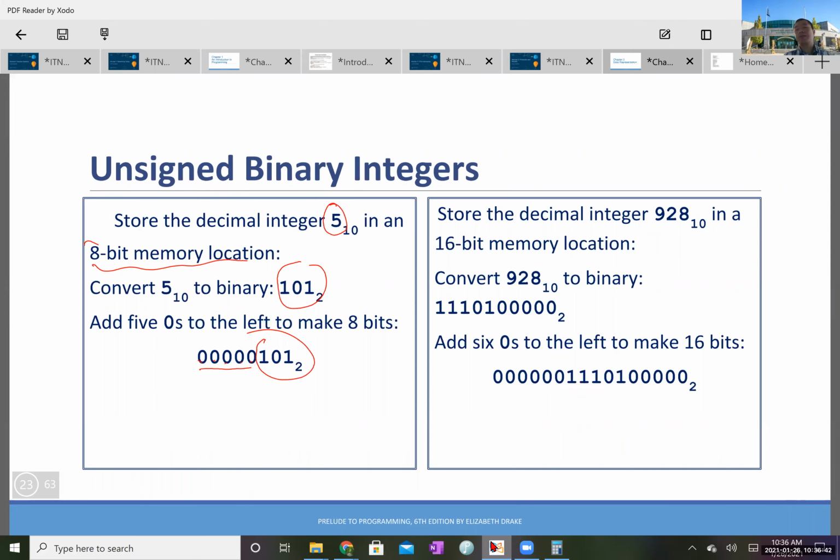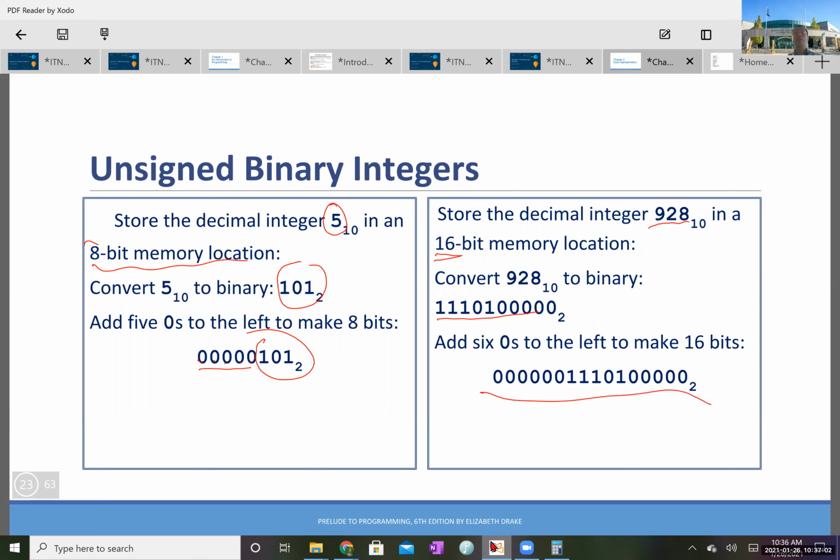The same with this one. If you have 928 and you want to store it in 16-bit memory, you convert it to binary and add 0s to the left to make up the 16 bits.